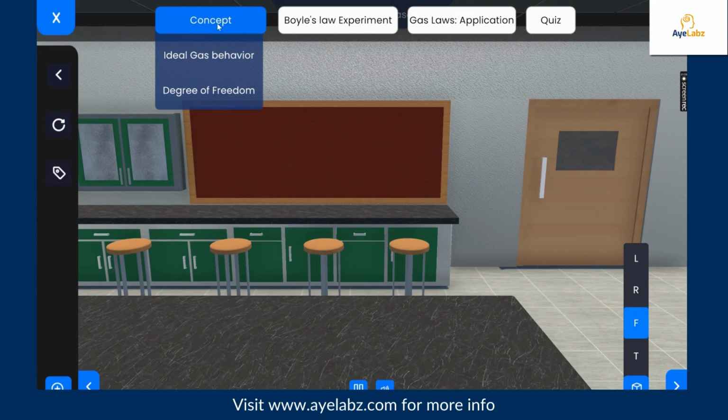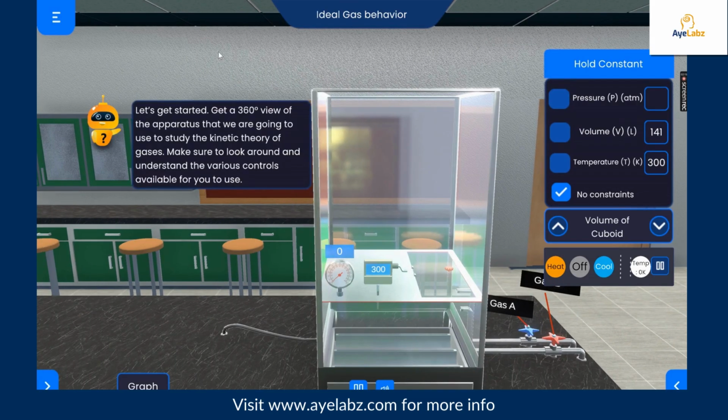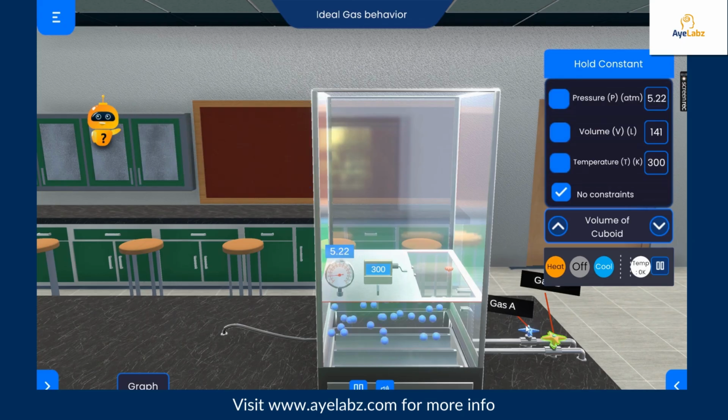Here we have 4 parts: concept, Boyle's law experiment, gas laws application and finally quiz. Under concepts, we are going to explain ideal gas behavior and degrees of freedom. Let's begin with the basics. Imagine pumping some gas molecules into a closed chamber. Here we have gas A and gas B. Let me fill the chamber by clicking on it.